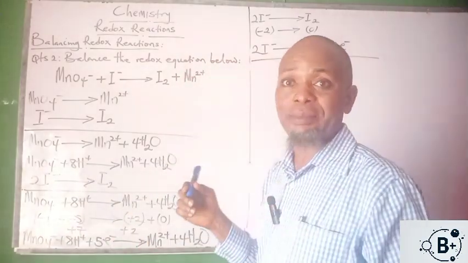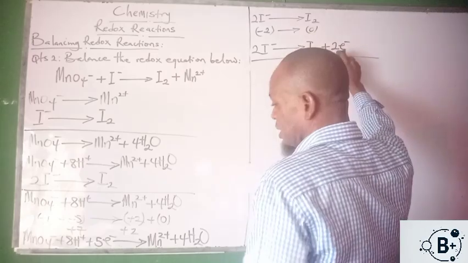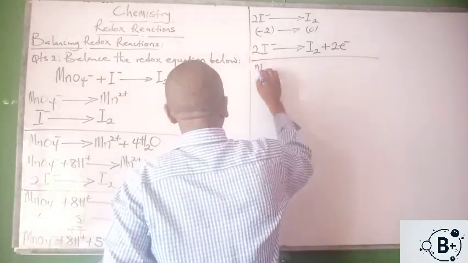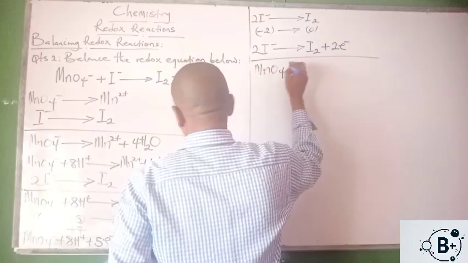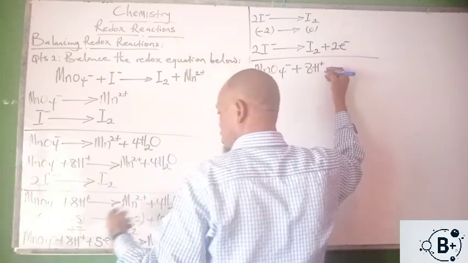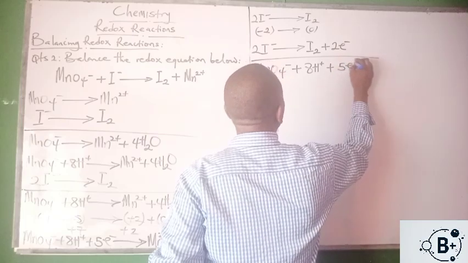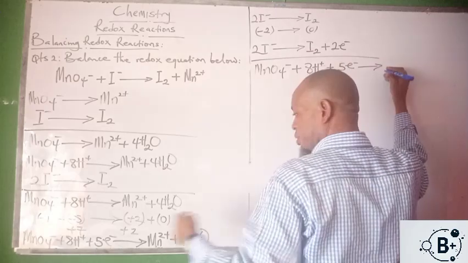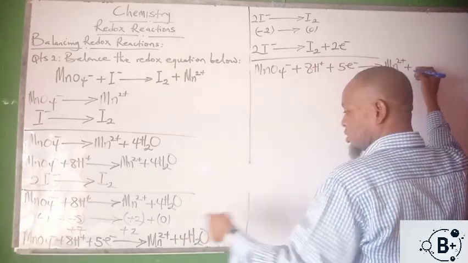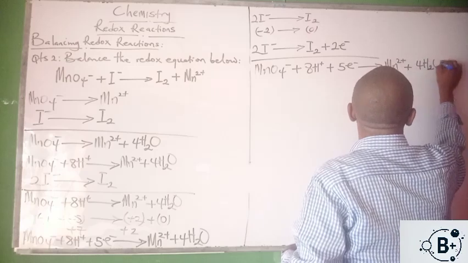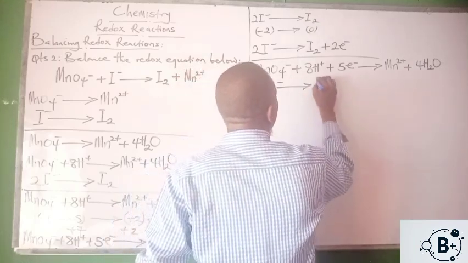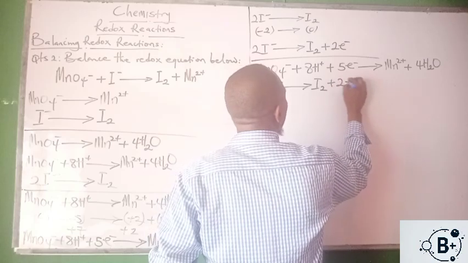So we quickly use the elimination method in mathematics to make sure the E here and the E here are equal and we are able to cancel them. So let's write them together first. Then we can now look for a factor to multiply them and cancel them out. So plus H plus 5E minus, which gives Mn2 plus 4H2O. Then for this we have 2I minus, which gives I2 plus 2E minus.